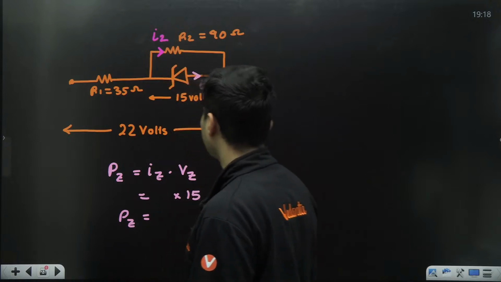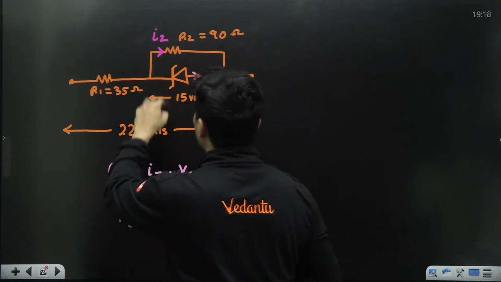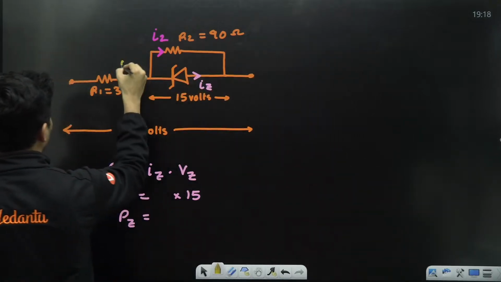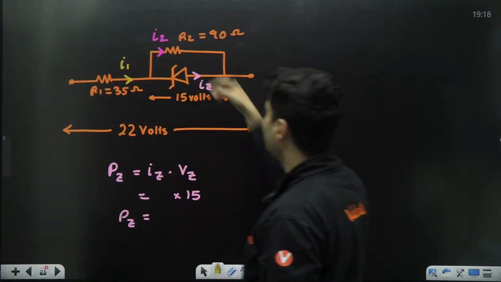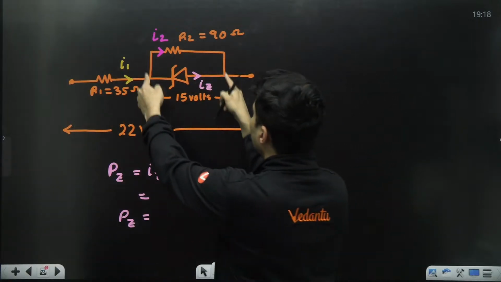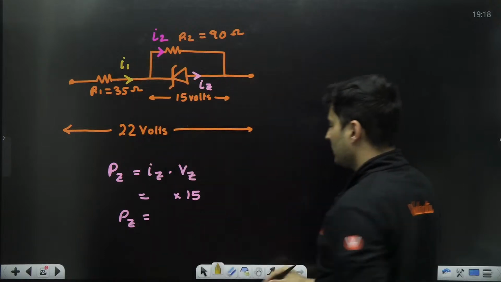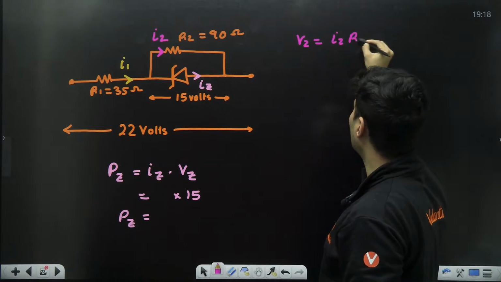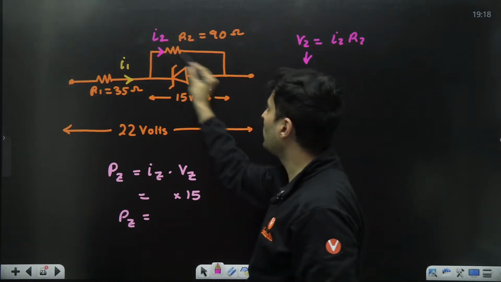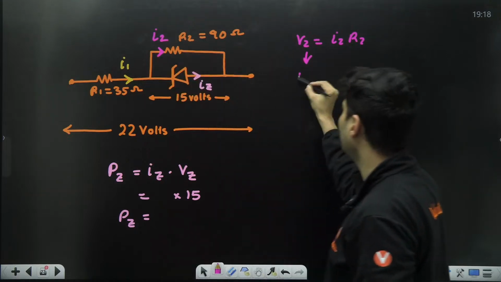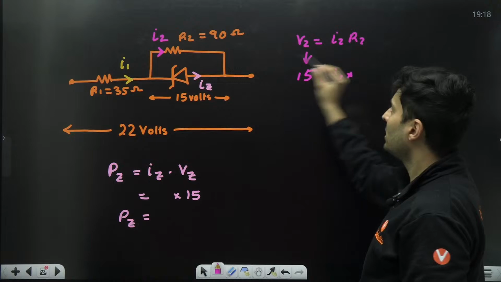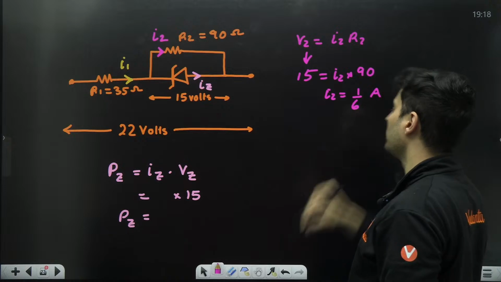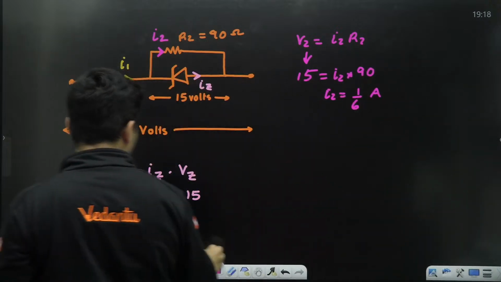Some current will go here. Now I know if I can find I2, maybe I can find IZ somehow. And maybe there is some current coming in from here too. Let's say I call it I1. How much is I2? How do I find it? If this is 15, this is also 15. Same parallel circuit, correct? So can I say voltage across R2 is I2 R2, but this voltage across R2, because it is 15, this will be also 15. Current I2 I do not know, resistance is 90, so I2 will be 15 by 90, which is 1 by 6 amperes.